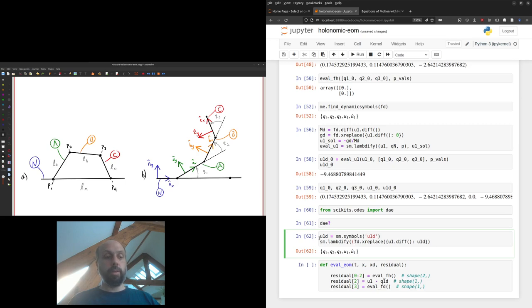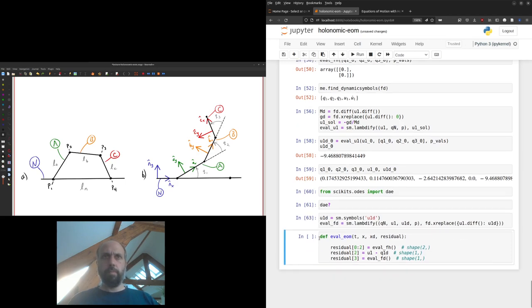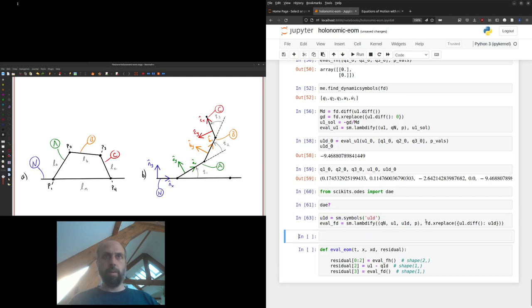And then we're going to give it the qn, u1 and this new u1 dot symbol, and p. That should let us eval FD. Looks like it works. So I replaced this symbol here because I think lambdify won't like that variable there. So I can just prove that to you.